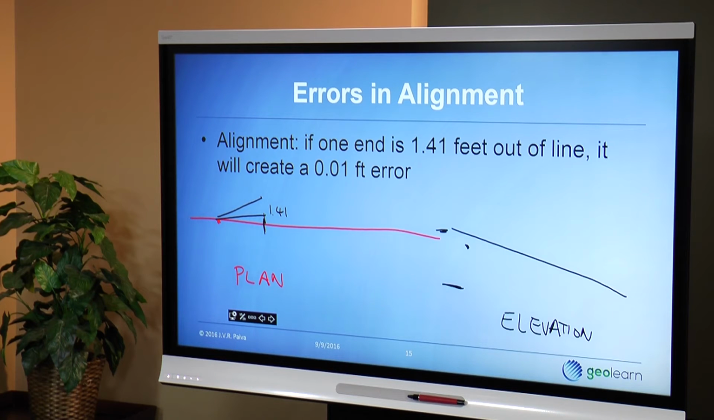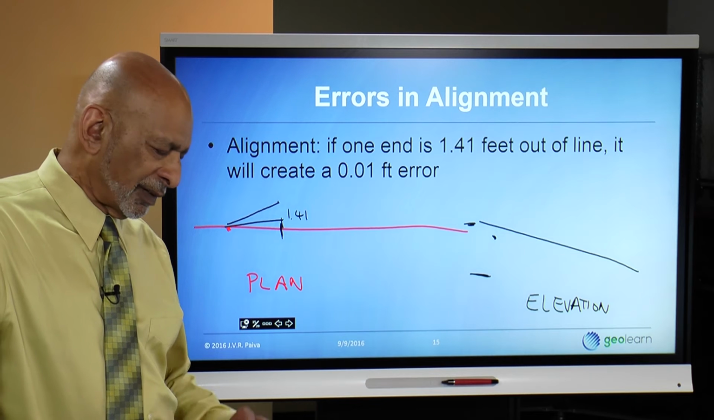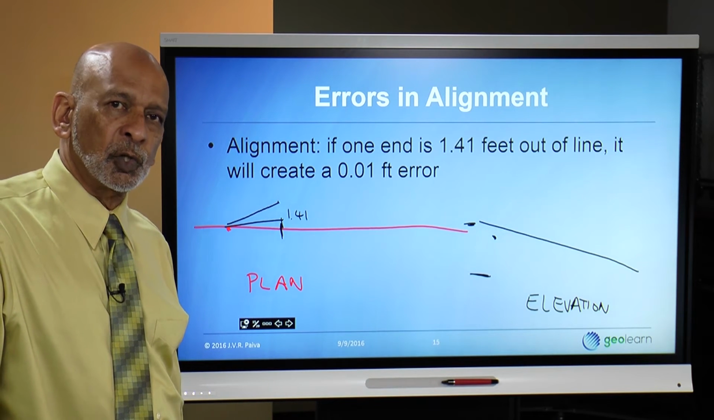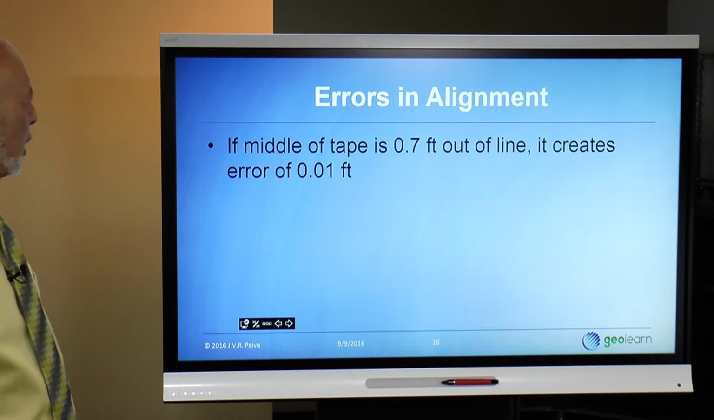And that's why I recommend that people make sure that the ends of the tape, both horizontally and vertically, are in alignment by about 6 inches. That way you can be very comfortable to know that you're keeping your errors very well controlled due to alignment in the horizontal plane as well as in the vertical plane.